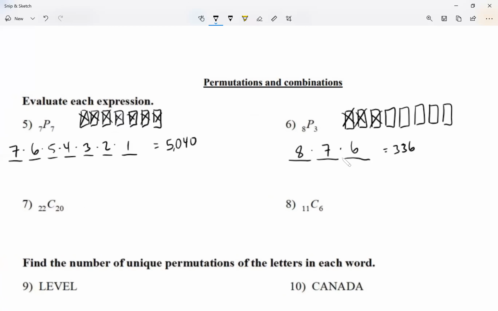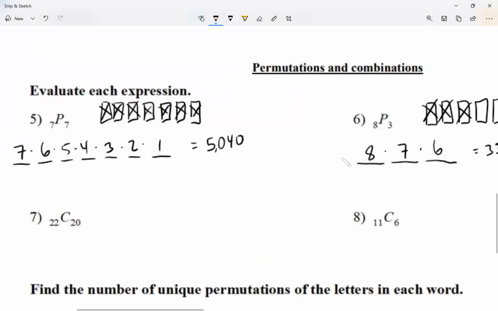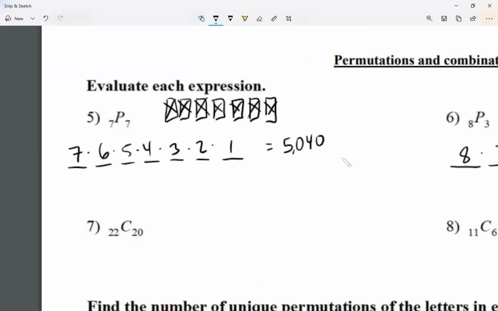Now, there have got to be formulas for this. But what if I told you you have 200 books and you're going to line up the first 100? Whoa, that's a lot of writing, right? I'm not going to do such a thing, but we should be able to solve that. Let me introduce you to the factorial, what factorial means.